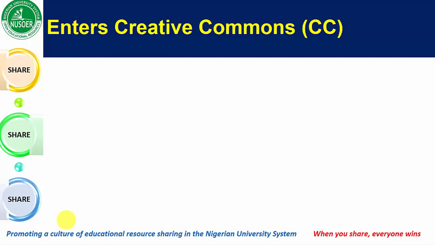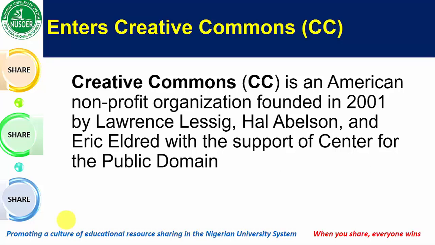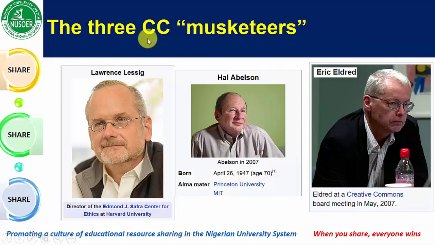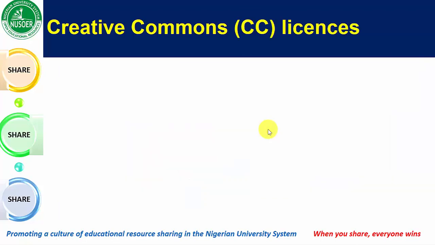So we are coming to the bus stops. The Creative Commons people enter Creative Commons to help us in OER. Now, Creative Commons is a non-profit organization established January 15, 2001, 16 years ago, by these three people. I've labeled them the three musketeers: Lawrence Lessig, Hal Abelson, and Eric Eldred. These are the people who helped to create the Creative Commons system to give us these licenses for OER.